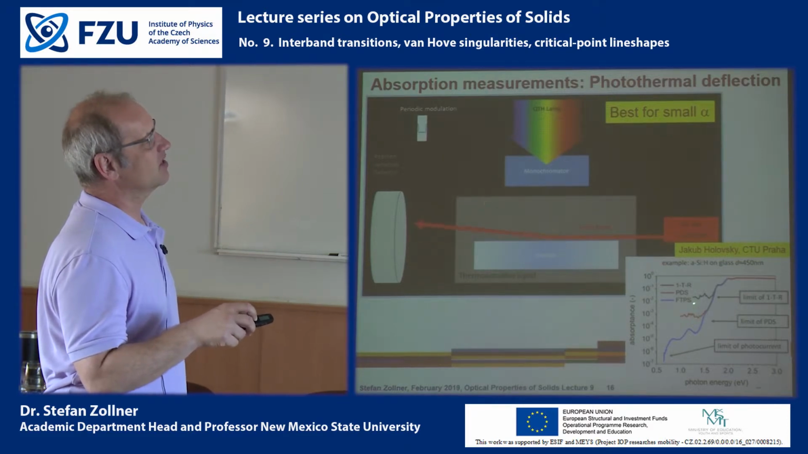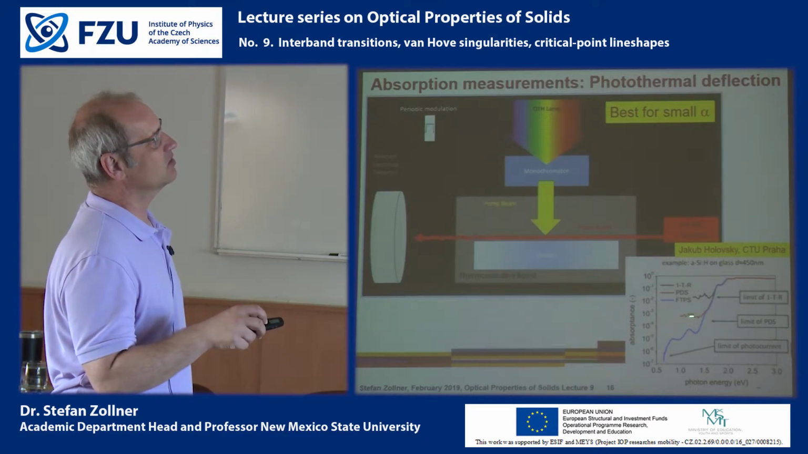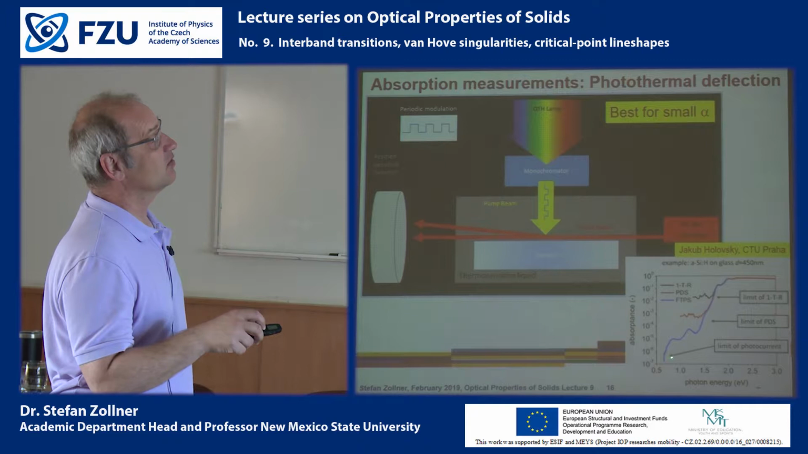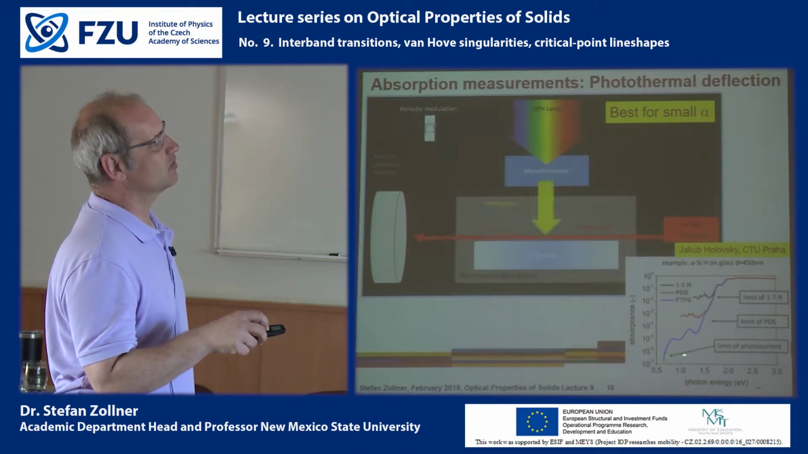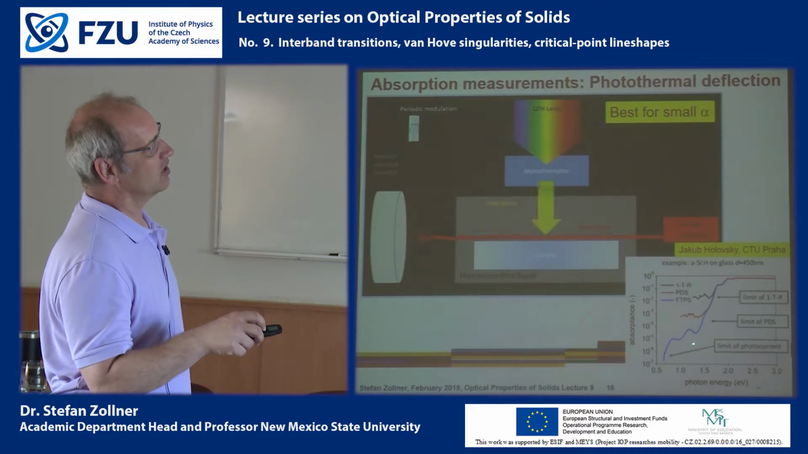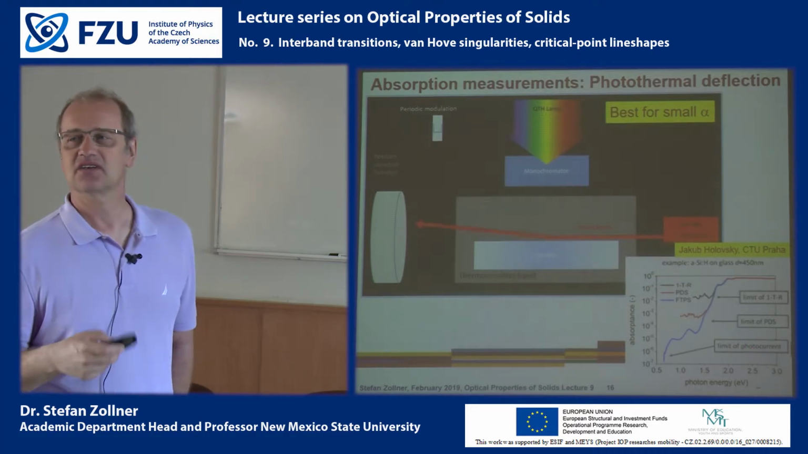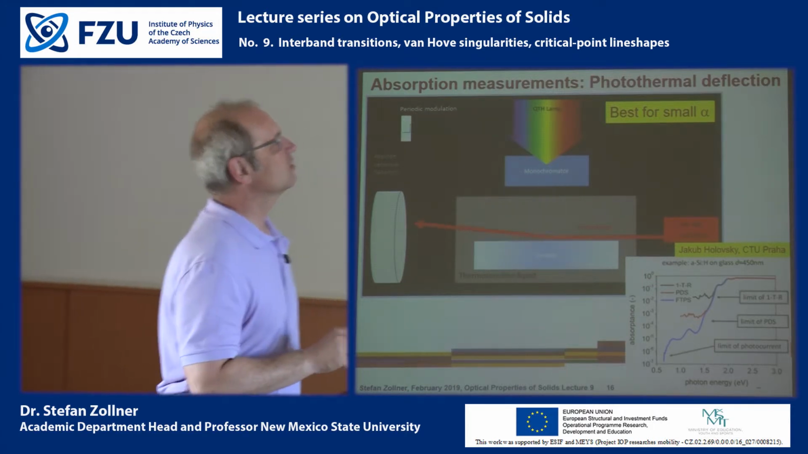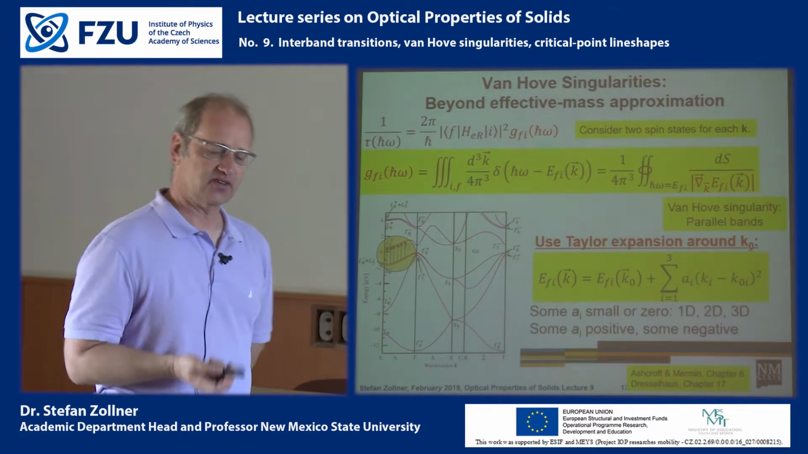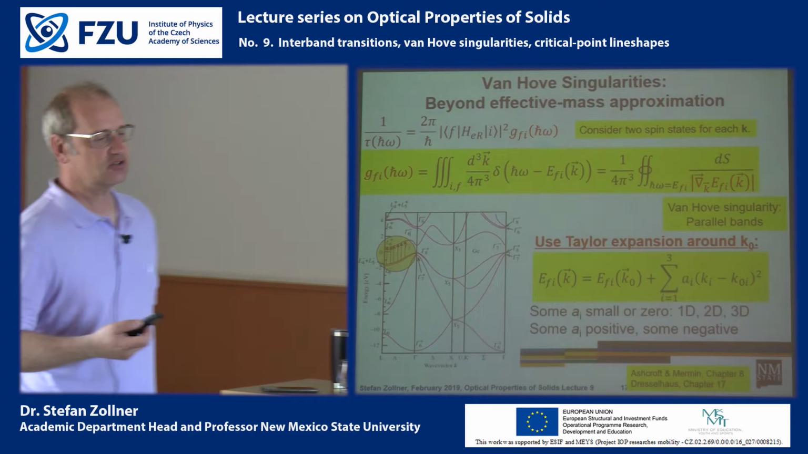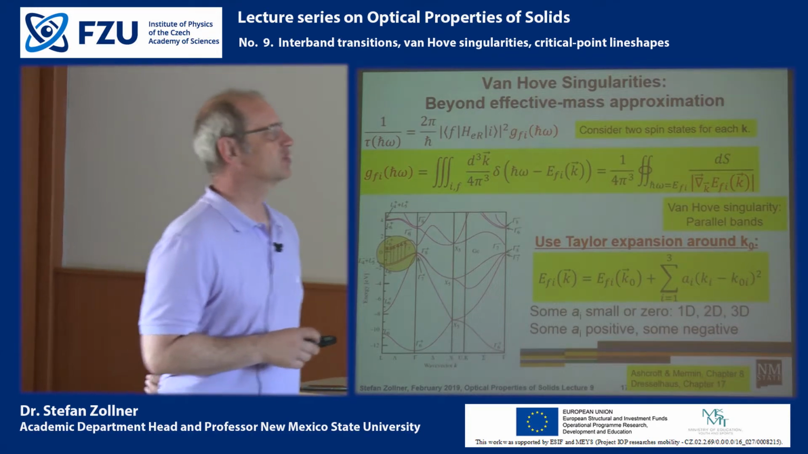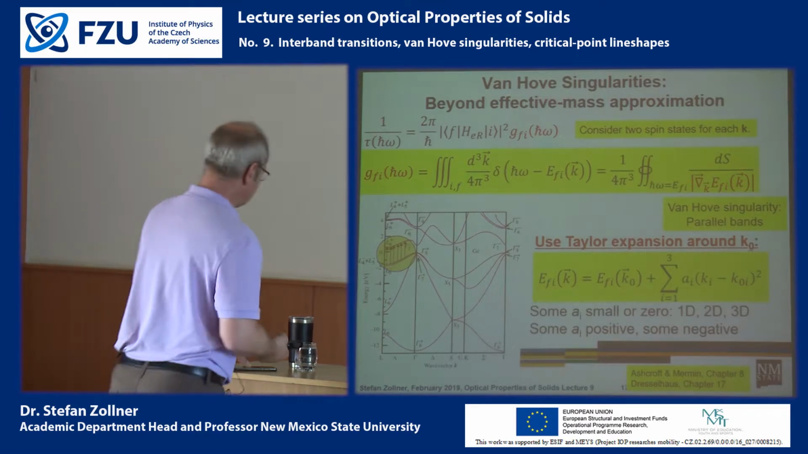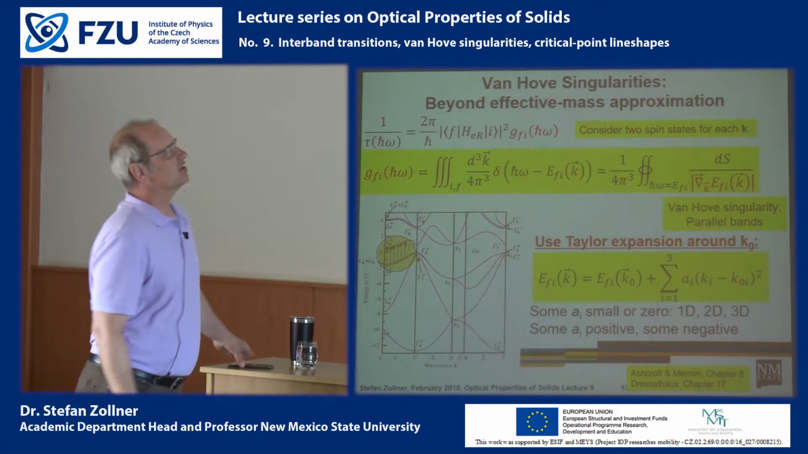And this limit can be lowered. You can measure absorbances down to about 1 part in 1,000 with a photothermal deflection, and much smaller absorption coefficients can be measured with photocurrents, but then you're dealing with certain device physics complications that you need to take into account. So these are the 3 different measurements, or 4 different measurements, that can be used to measure absorption coefficients. So that finishes the first half of the lecture about indirect transitions.